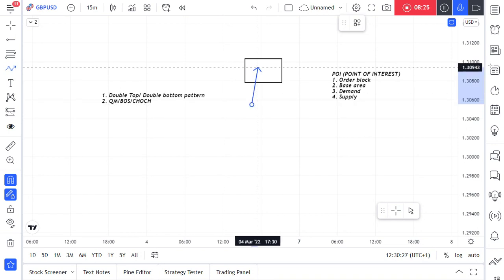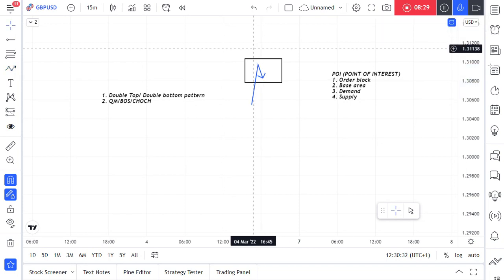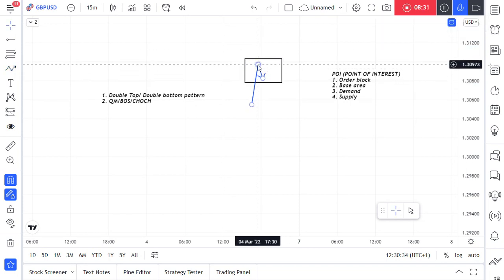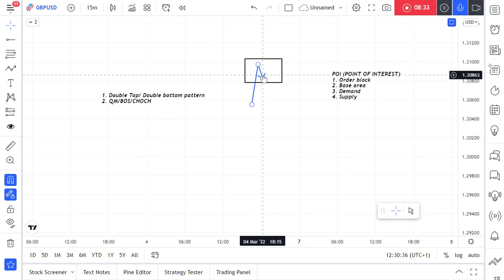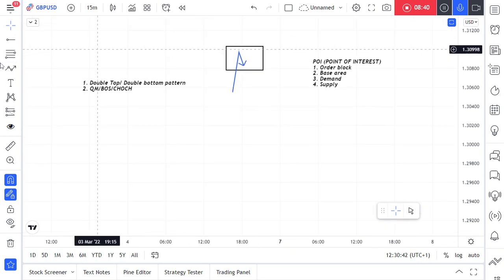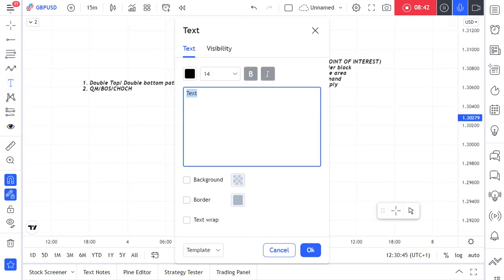Price will start weakening out at some point to give us the first leg of the double top pattern. As you can see, we have just a single leg. The double top pattern is not yet complete. So once I see this on the 15 minute time frame, I go down to the 1 minute time frame.